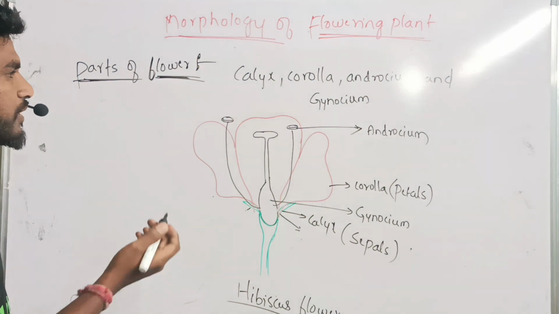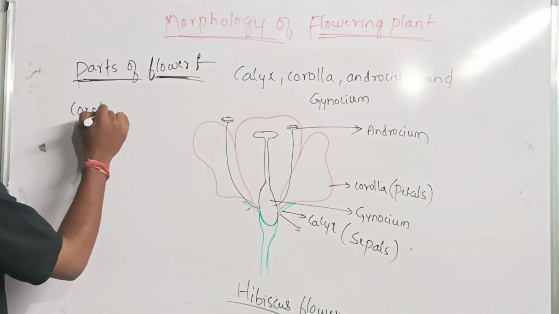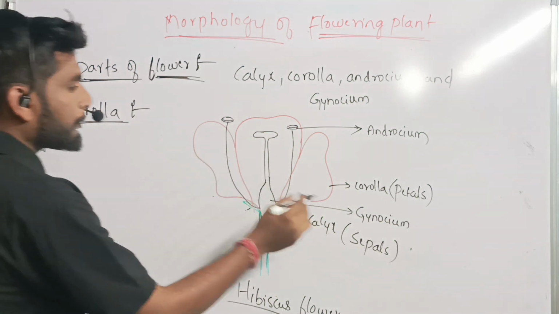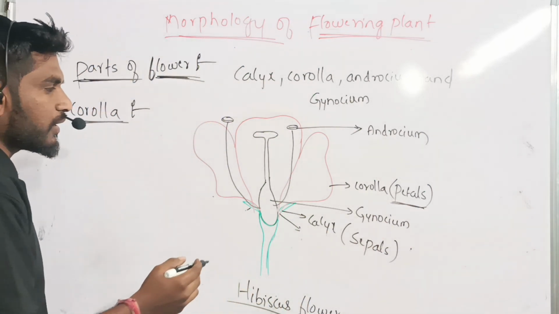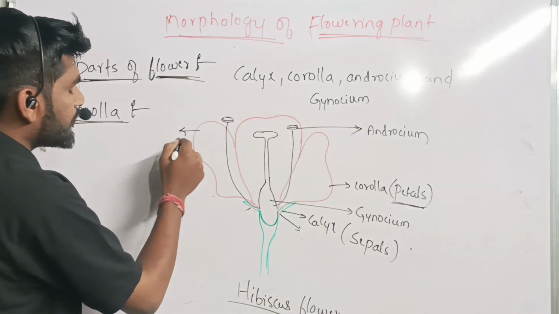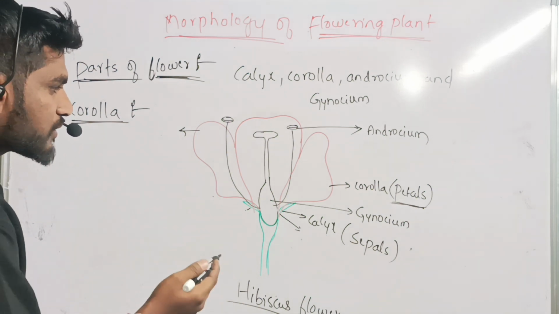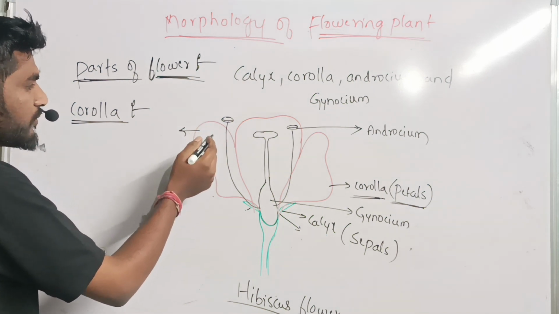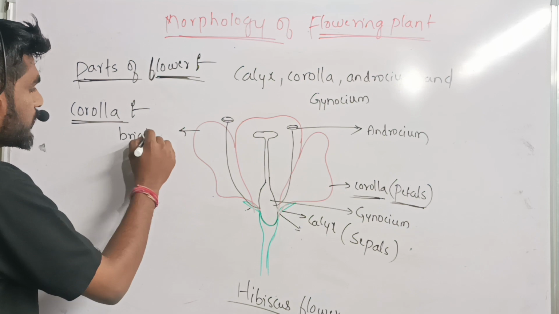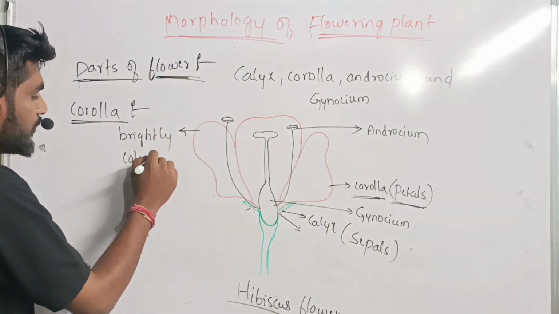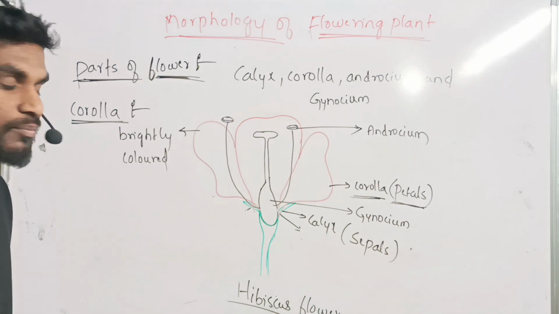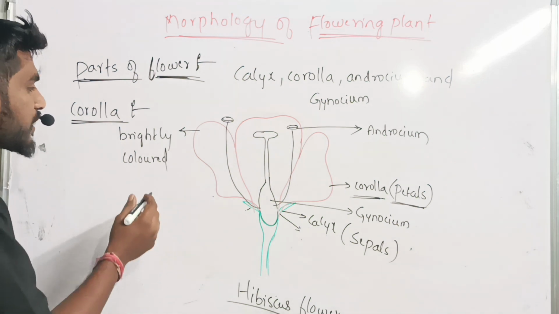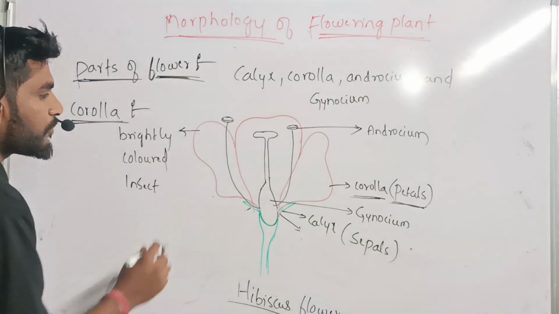Second part of the flower is nothing but a corolla. We commonly call corolla the petals, the colored part of the flowers. Usually this part of the flower is brightly colored, which helps to attract insects for the pollination process.